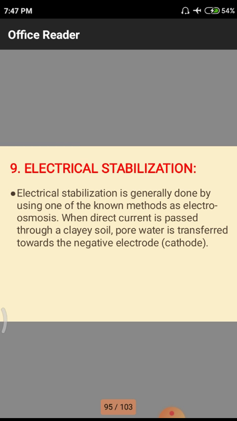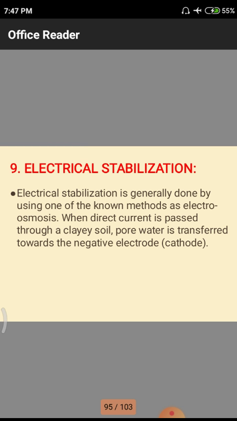We have a clear-cut idea about those previous processes and today's process. Today's process is entirely related to electrical stabilization. In this electrical stabilization, we are using power. Normally in the second chapter, we studied electroosmosis. In this electroosmosis, we simply give direct current to the earth.